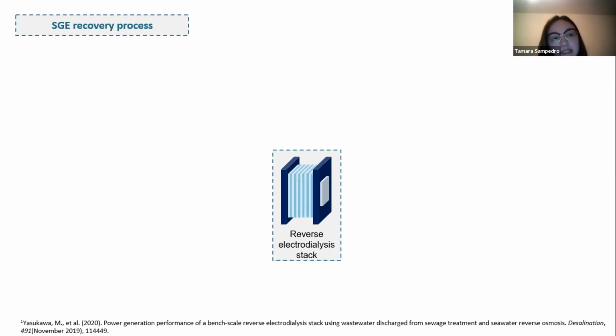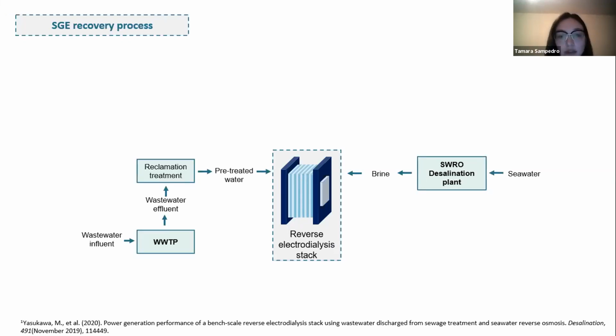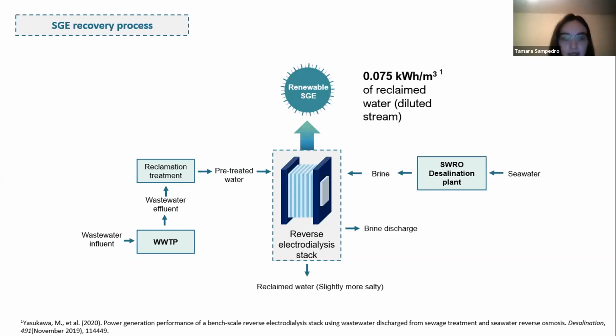Regarding the salinity gradient energy recovery process, as high concentrated solution, we are going to use desalination brines, as I've said, and as low concentrated solution, a secondary effluent that previously received a reclamation treatment. When we put these two water streams in contact in the reverse electrodialysis stack, we can obtain reclaimed water, slightly more salty but still with enough quality to be reclaimed, and salinity gradient energy.